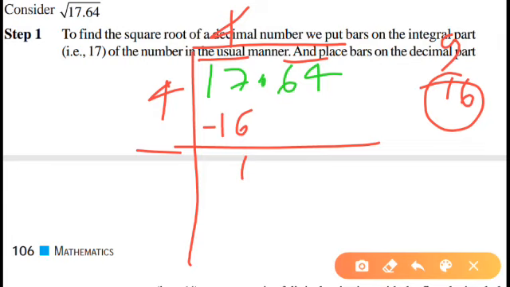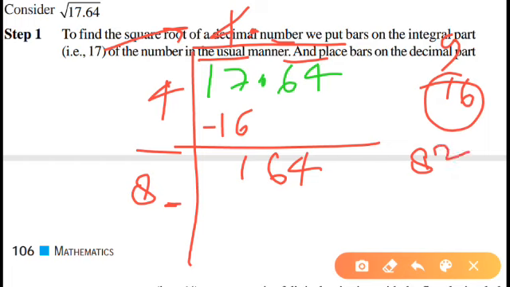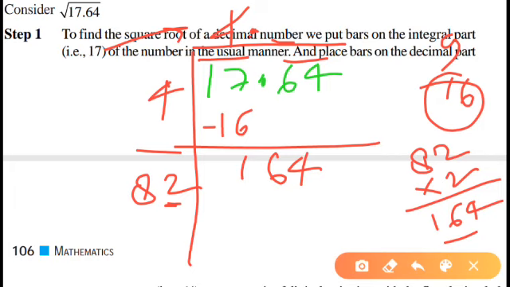Now we will copy the decimal point over here, and we will copy 64, that is the next pair, down here. Now we will double the quotient, that is 4 times 2 is 8. Now we will write any number here and here. For example, we write 2, so we have to multiply it by 2. So 2 times 2 is 4 and 2 times 8 is 16, so 164. So we write 2 and 2.